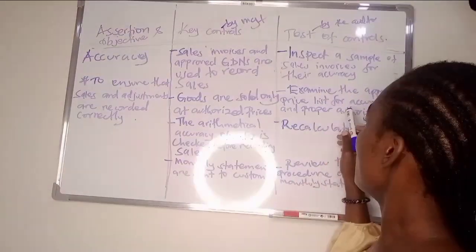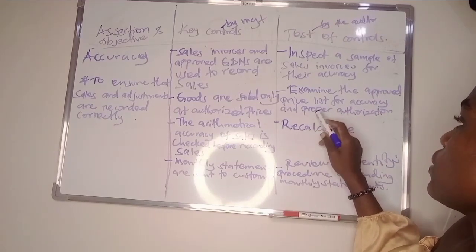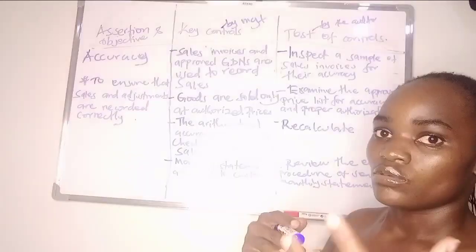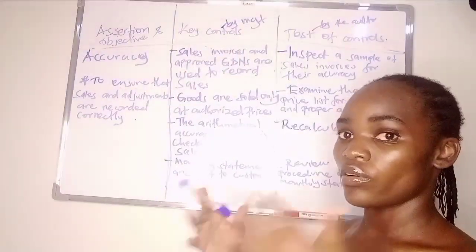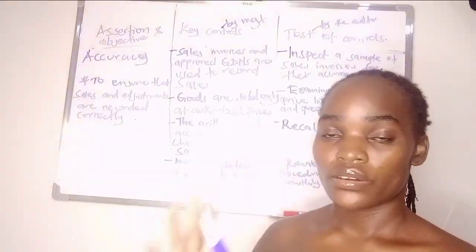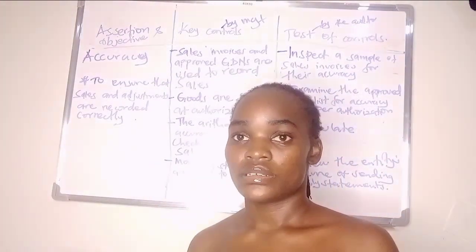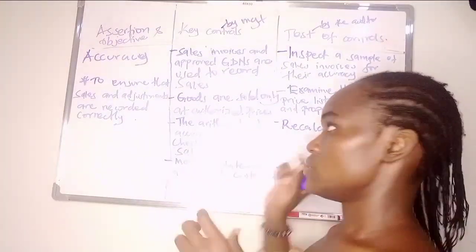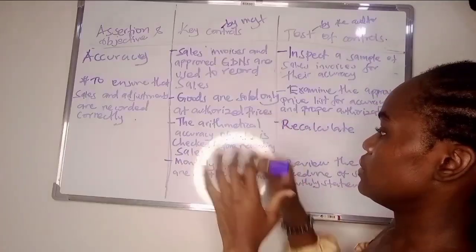So the auditor will have to examine an approved price list for accuracy and proper authorization. The auditor will just have to get a price list of all the goods and services to see if it's accurate and to see if it was authorized by management and those charged with governance. That's the test of control for this. So it depends on how this is stated.